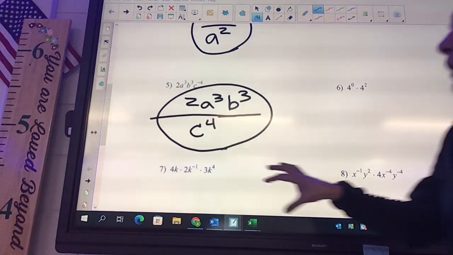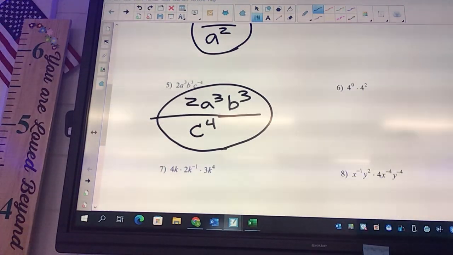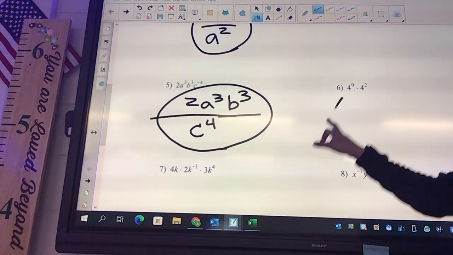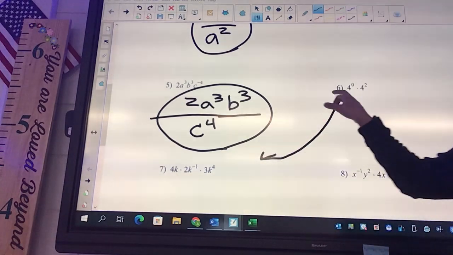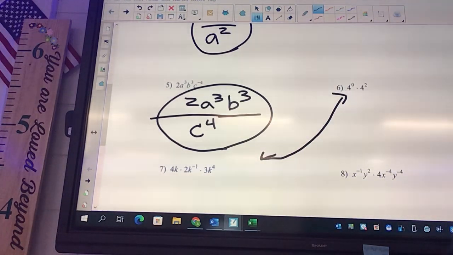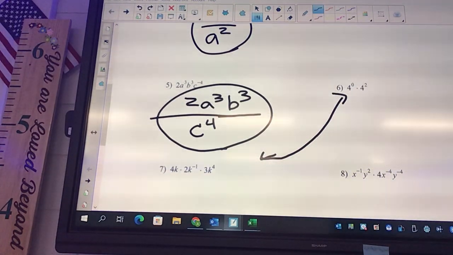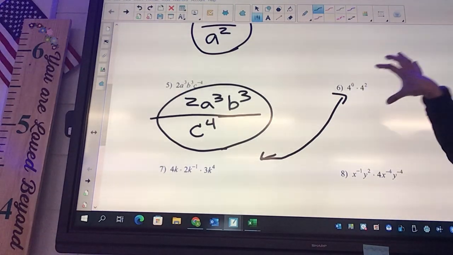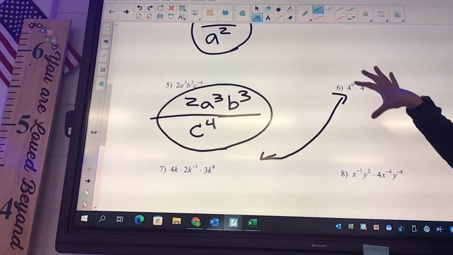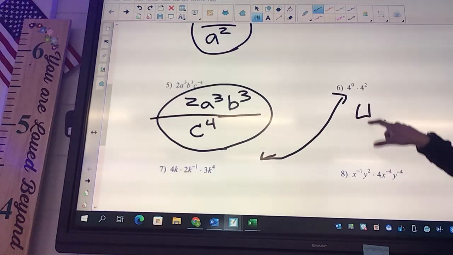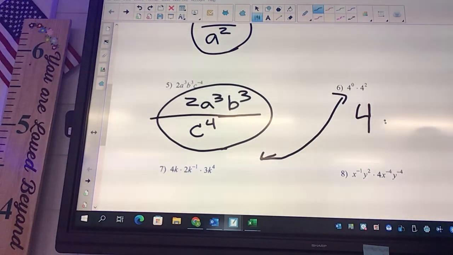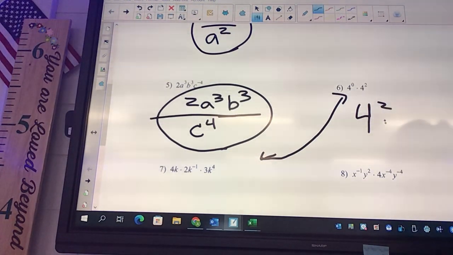Real quick, a ton of you got this wrong yesterday. So there is a difference between 6 and 7. Now, they both are the multiplication rule, okay? But when there's no letters with it, we keep the base. We do not multiply the bases. So this one, it should be 4 to the what? To the 2. And we leave it just like that.